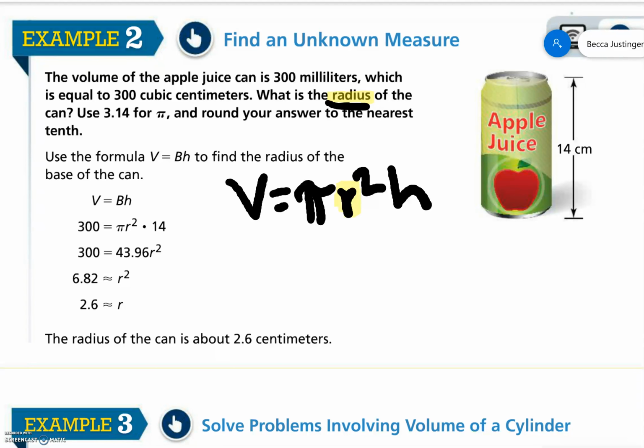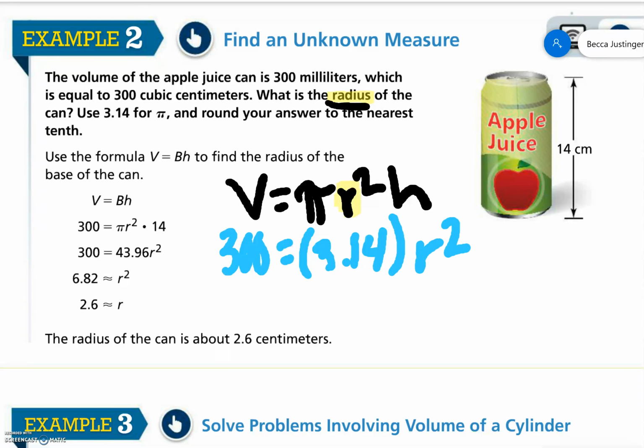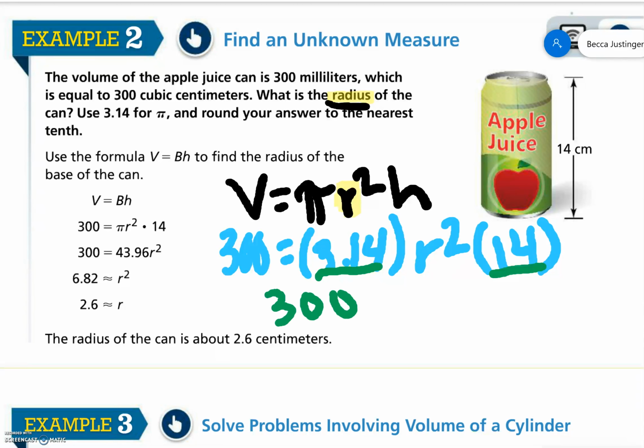So we're going to work backwards. We're going to plug in everything we know. We know that this is 300 cubic centimeters. We know that we want to use 3.14 for pi. We don't know r, so we don't know what r squared is, but we know that the height is 14. So what we can do is multiply 3.14 times 14. So bring down the 300. 3.14 times 14 is 43.96, and we've got our r squared.